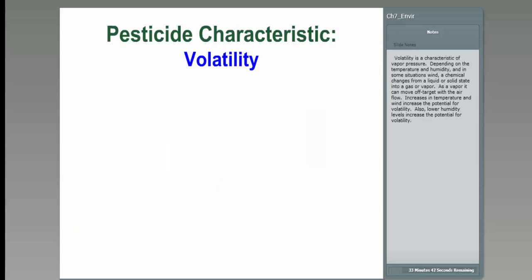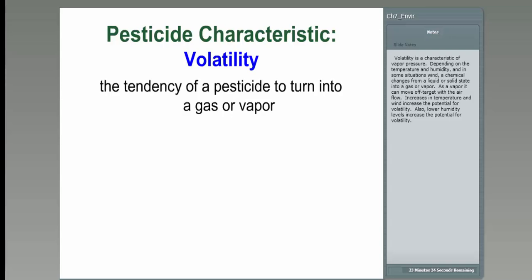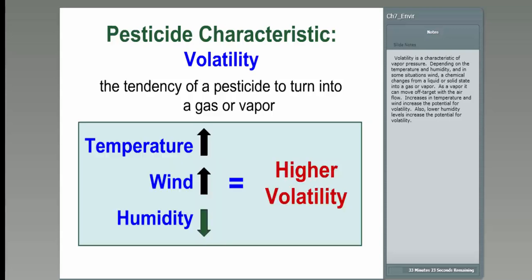Volatility is a characteristic of vapor pressure. Depending on the temperature and humidity, and in some situations wind, a chemical changes from a liquid or solid state into a gas or vapor. As vapor, it can move off target with the airflow. Increases in temperature and wind increase the potential for volatility. Also, lower humidity levels increase the potential for volatility.